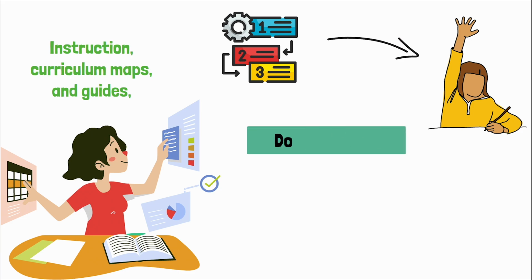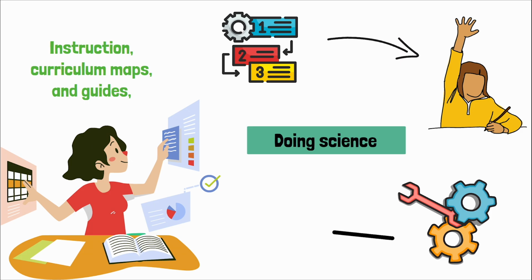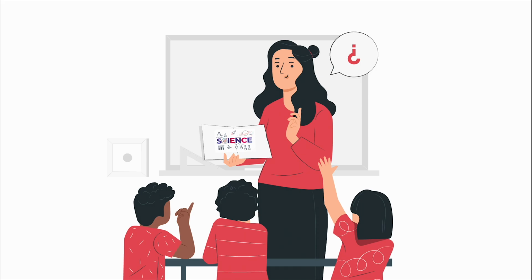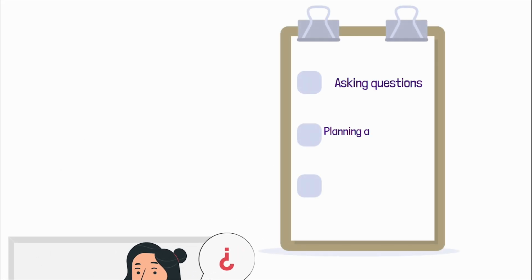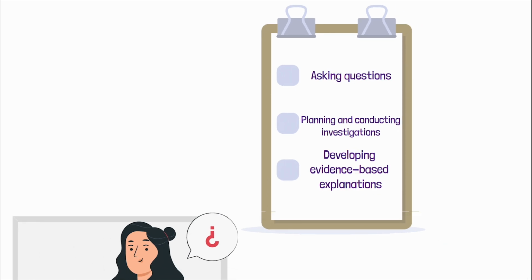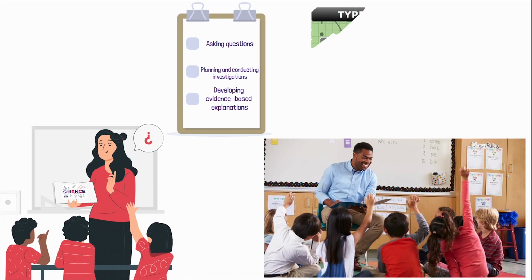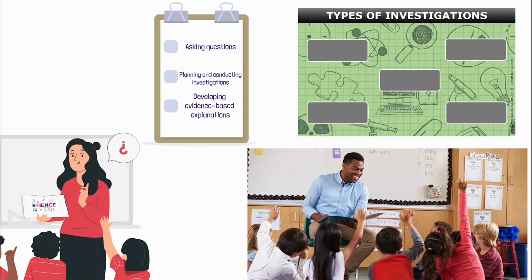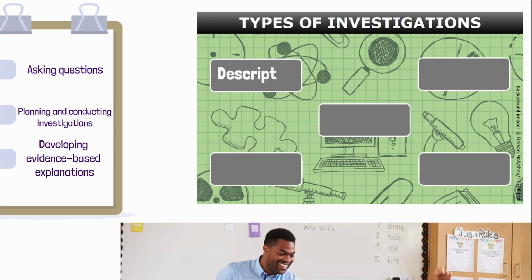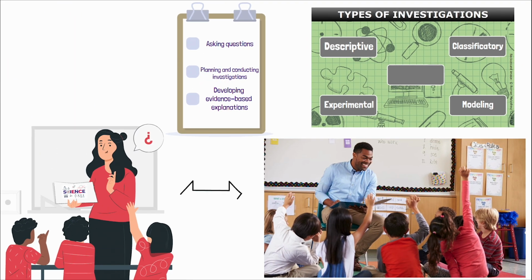Familiarity with the aspects of doing science, such as process skills and practices, is essential prior to planning inquiry-based instruction. Teachers need to understand the scientific method and the various practices involved in scientific inquiry, such as asking questions, planning and conducting investigations, and developing evidence-based explanations. Determining the appropriate type of investigation in which to engage students is dependent on the question that is asked. Different types of investigations, such as descriptive, classificatory, experimental, and modeling, are suited to different types of scientific questions.